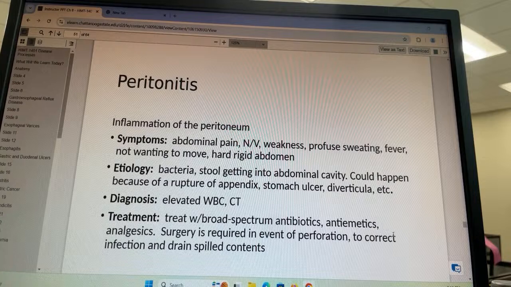Basically, something is getting into the abdominal cavity that shouldn't be there. So it could be bacteria, it could be feces, it could be stomach acid, it could be because someone was stabbed in the abdomen. There are so many different causes of peritonitis.